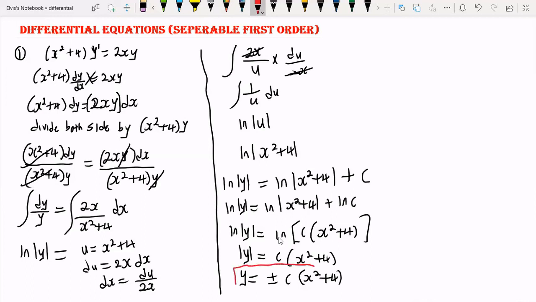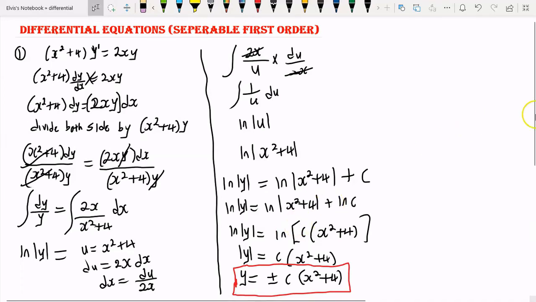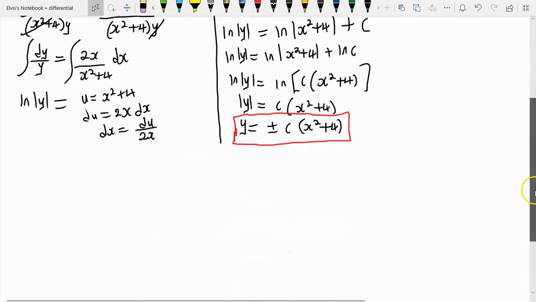So this is going to be the solution to the differential equation, okay? So it is y equal to plus or minus c multiply s squared plus 4. So guys, this c is the constant, okay? So let's take a look at another example, guys. So let me scroll down.